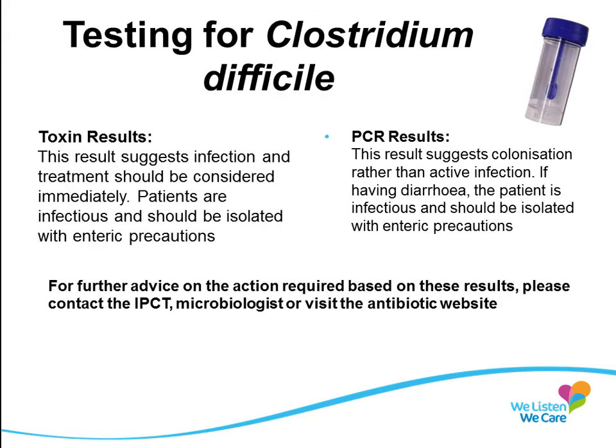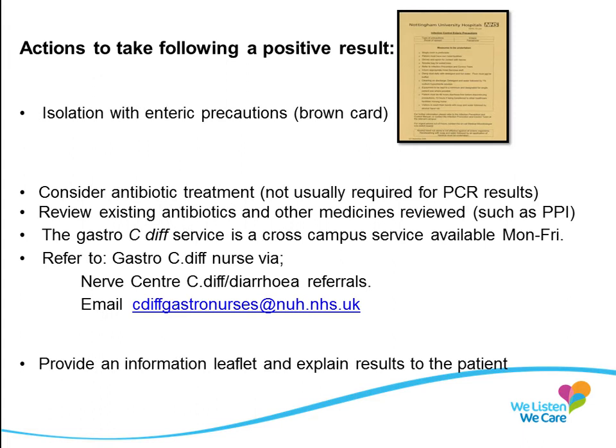There are 2 tests performed on liquid stool samples to look for C. diff bacteria. The stool samples must be between types 5 to 7 in order for the test to be undertaken. A PCR result suggests colonisation or carriage of C. diff rather than infection. However, the patient is an infection risk whilst having diarrhoea and must be isolated under enteric precautions. A toxin result suggests infection and timely treatment. Patients pose an infection risk and must be isolated under enteric precautions.